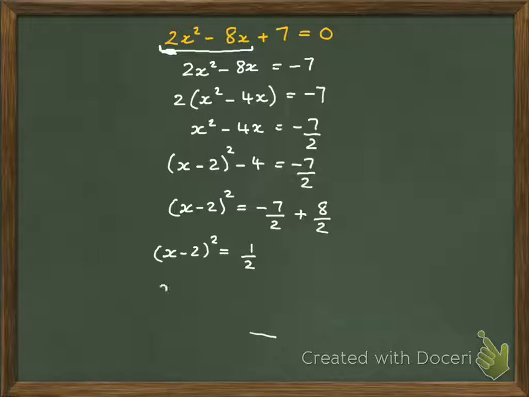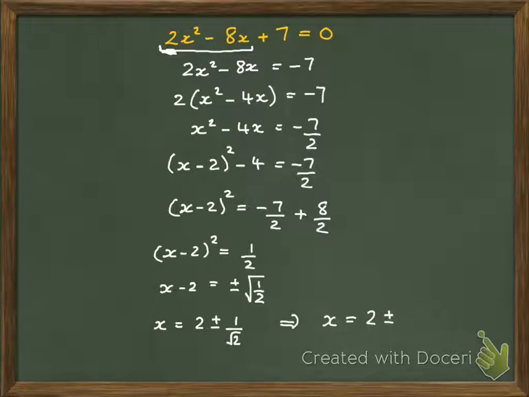Now if I square root both sides, I'll get x minus 2 equals plus or minus the square root of a half. And then if I scroll down a little bit so we get a bit more room, take the 2 across the other side, that's going to give me 2 plus or minus the square root of 1 over 2. So that will be, square root of 1 is 1, over root 2. And then if I rationalise the denominator on that 1 over root 2, that's going to give me x is equal to 2 plus or minus, if I multiply it by root 2 over root 2, I will get root 2 over 2.